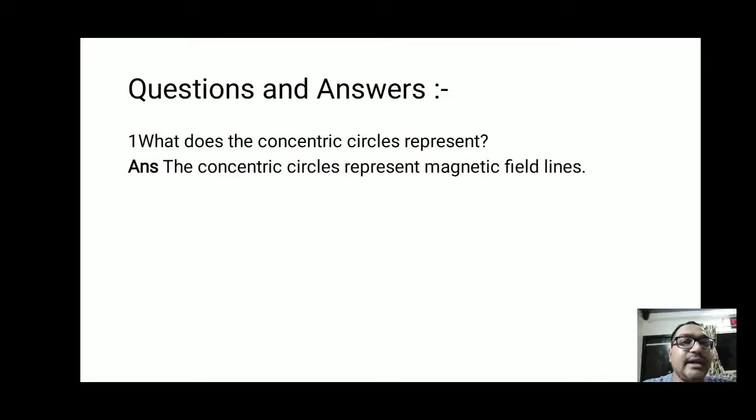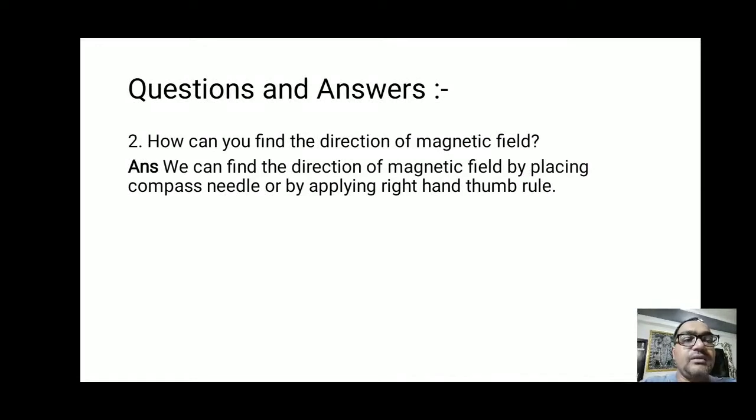Now let's take certain questions and answers. The first question is: what does the concentric circle represent? The answer is that the concentric circles represent the magnetic field lines. Now question number 2: how can you find the direction of the magnetic field? The answer is that we can find the direction of the magnetic field by placing a compass needle or by applying the right hand thumb rule.